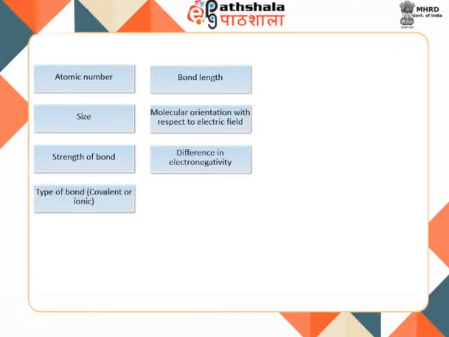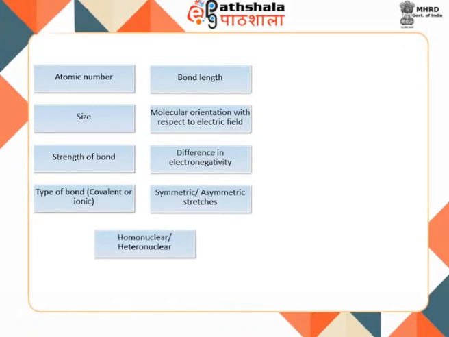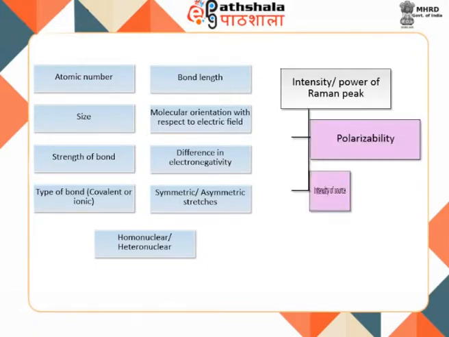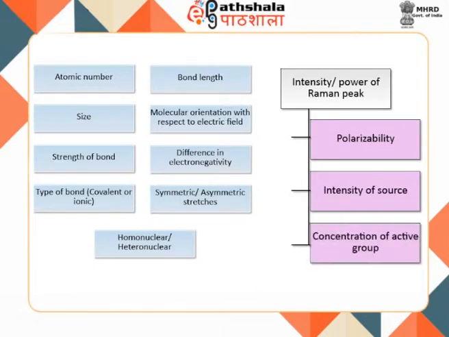Covalent bonds are more polarizable than ionic bonds. Symmetric stretches undergo greater changes in polarization and are stronger in Raman than asymmetric stretches. Homonuclear molecules such as Cl2, N2, and H2 are more polarizable. The intensity or power of a normal Raman peak depends in a complex way upon the polarizability of the molecule, the intensity of the source, and the concentration of the active group.